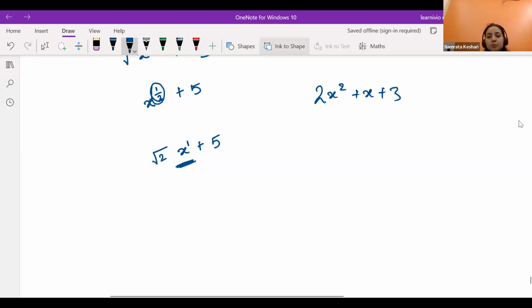And here, the coefficient of x square. What is the coefficient? The coefficient of x square is 2.